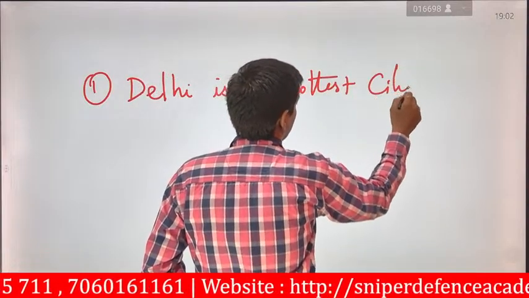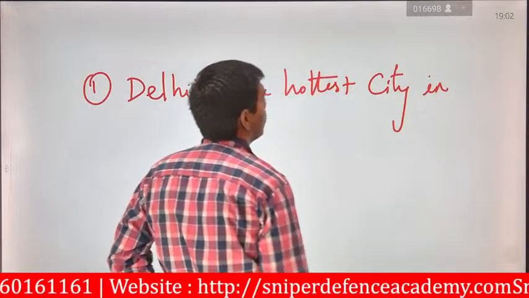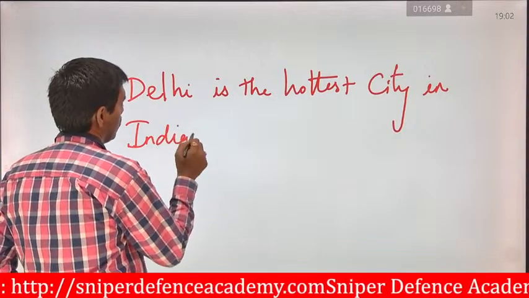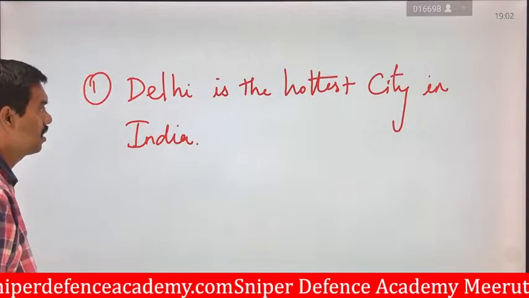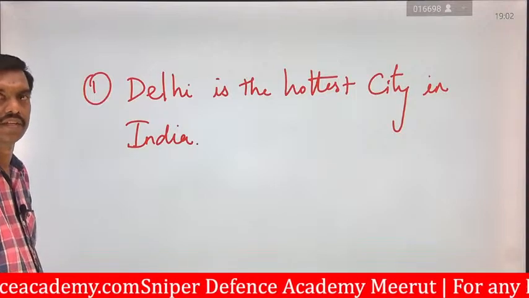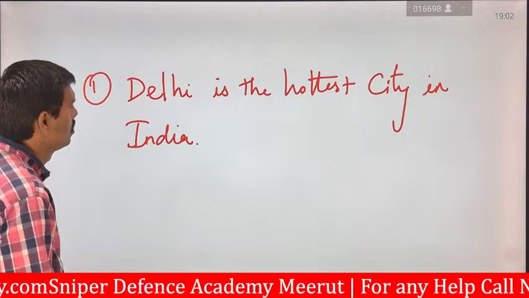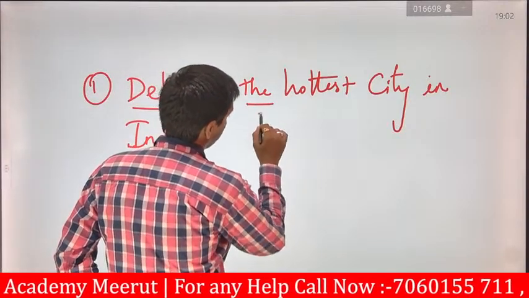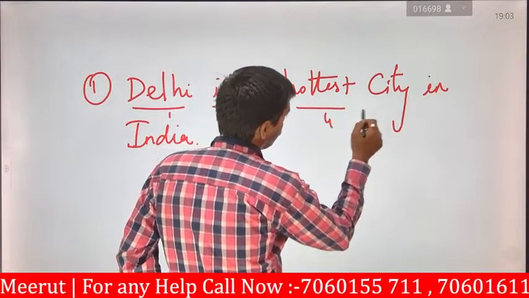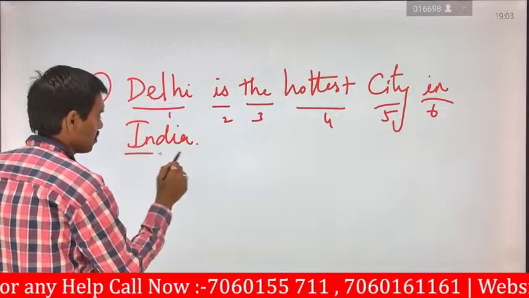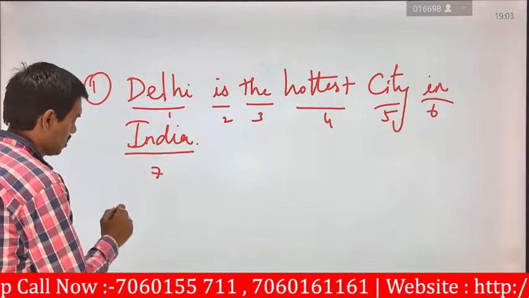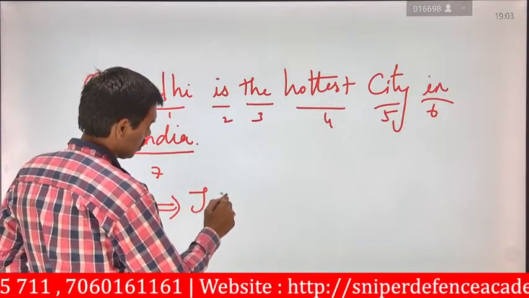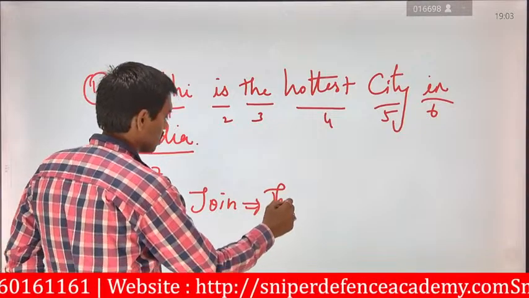Delhi is the hottest city in India. Okay, they have given some example for you. So now we are going to identify the words: 1, 2, 3, 4, 5, 6, and then 7. So totally there are 7 words available. If we join all these 7 words together, we'll get the sentence.